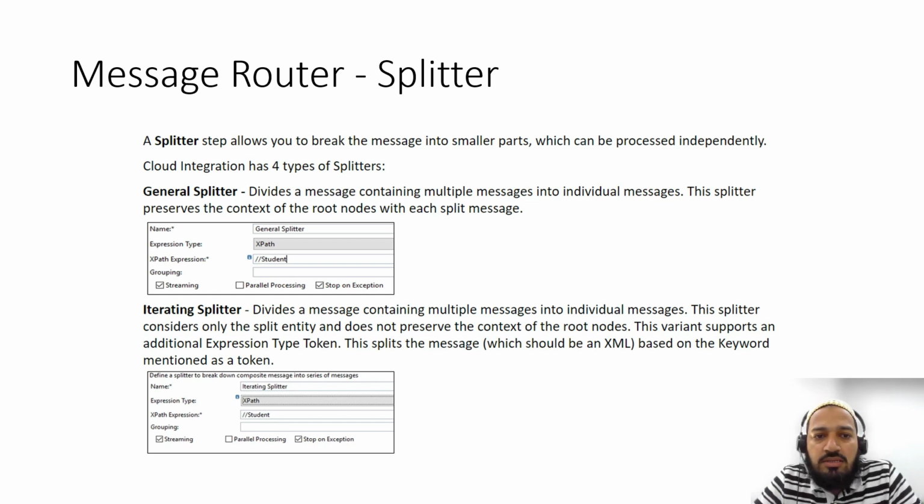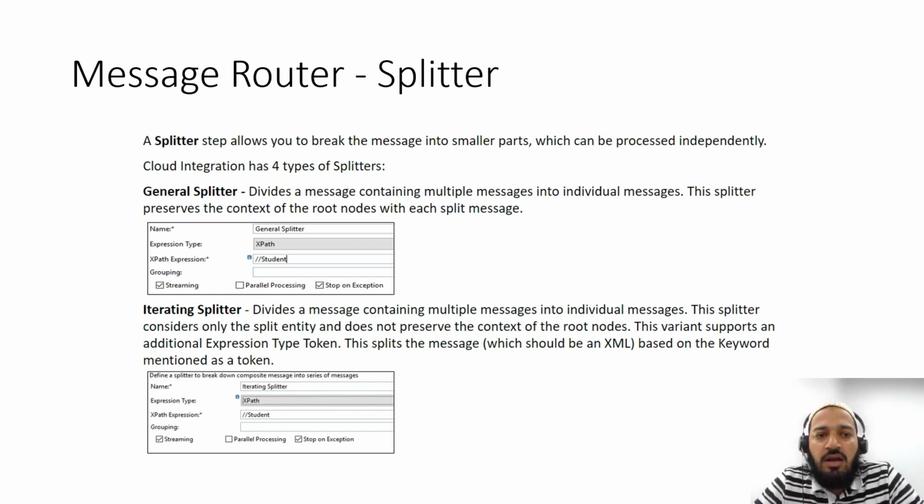Message router splitter: this step allows us to break a message into smaller parts which can be processed independently at a later point in time. Then there are two different types of splitters, general and iterating. So what is the difference?